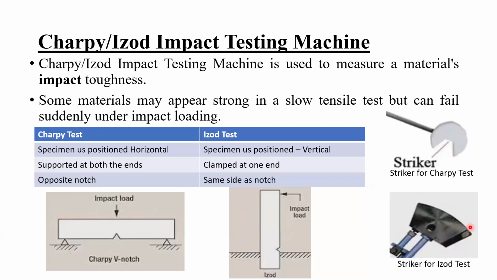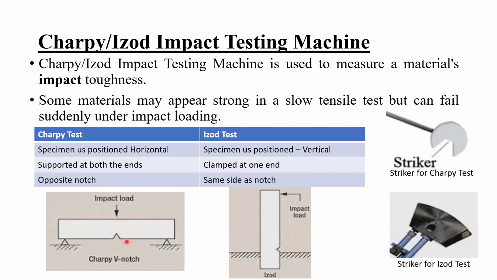Your striker will be looking like this. And for the striker for the Izod test, this is going to impact your material. When it comes to your striker end, this part will hit your material so that it is going to leave a dent like this. So you find out how much the place has been dented, and that is how much it could withstand for the hardness.